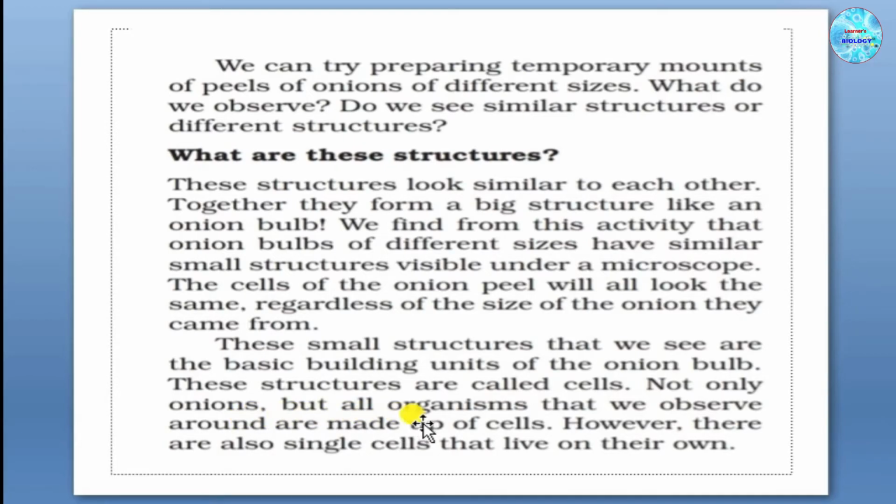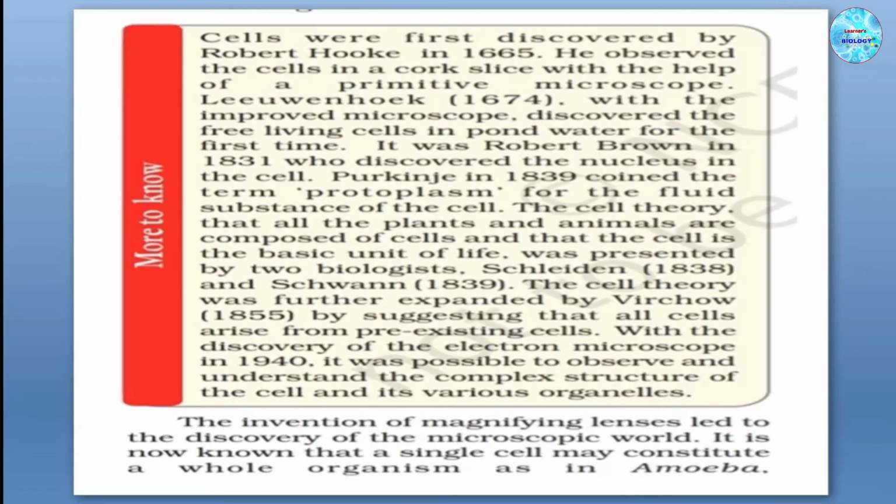So not only onions, all the living organisms that we observe around us are made up of cells. But here, one point to be noted is that some organisms are made up of single cells and they can live on their own, while others are made up of a number of cells combined together. So here we can know more about cells.